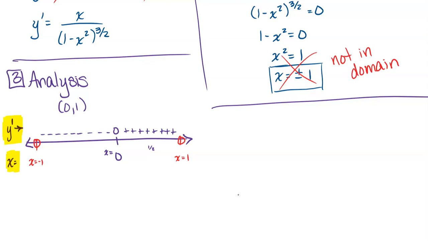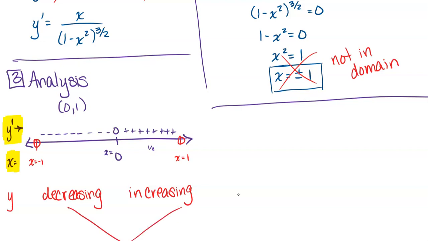So what this tells me is that my original function, y, not y prime, my original function y is decreasing and then increasing. Because if the derivative is negative, that means the original function is decreasing. And when the derivative is positive, that means the original function is increasing. So y looks like this.